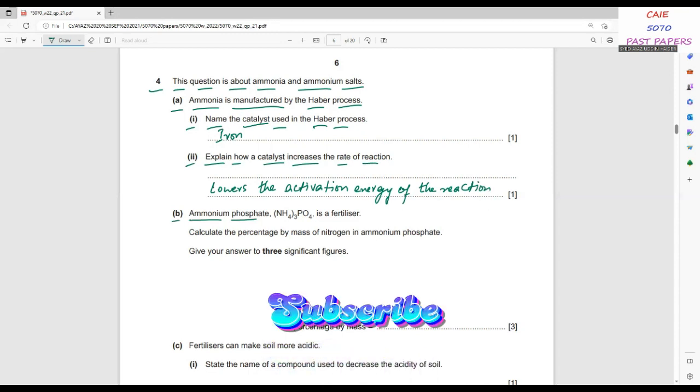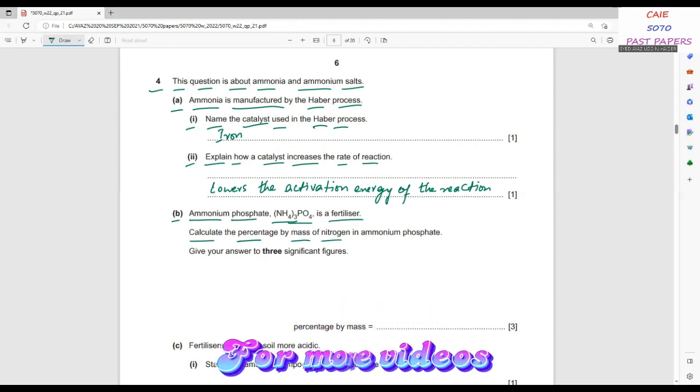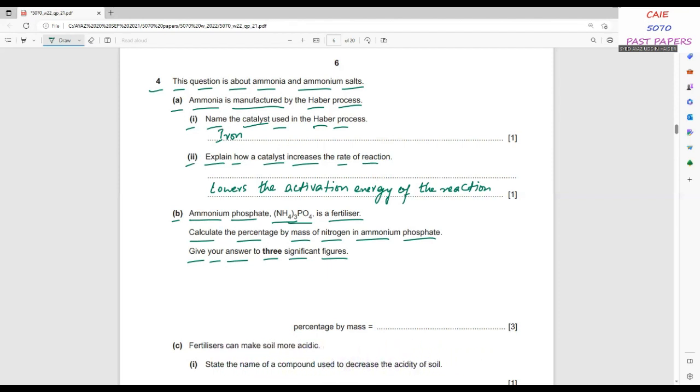B. Ammonium phosphate (NH4)3PO4 is a fertilizer. Calculate the percentage by mass of nitrogen in ammonium phosphate. Give your answer to 3 significant figures. First of all, we need the MR of ammonium phosphate. So we have 3 atoms of nitrogen. So we'll multiply 3 by the AR of nitrogen, which is 14.